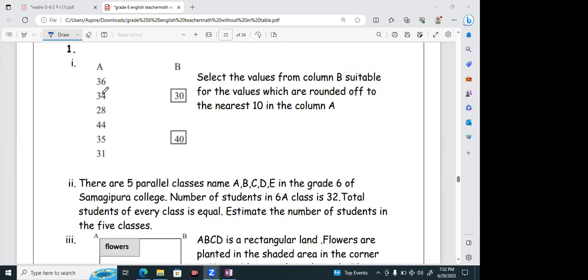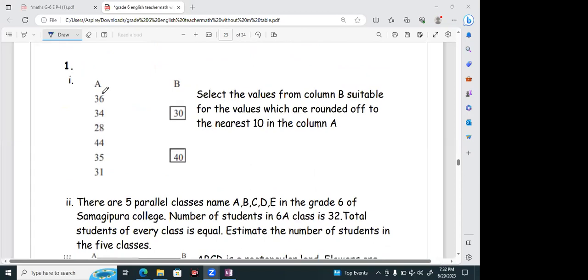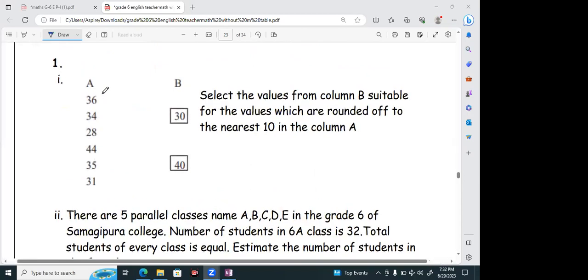Okay, move to the next question. Select the values from the column B suitable for the values which are rounded off to the nearest 10 in the column A. Yes. Try to do this one.